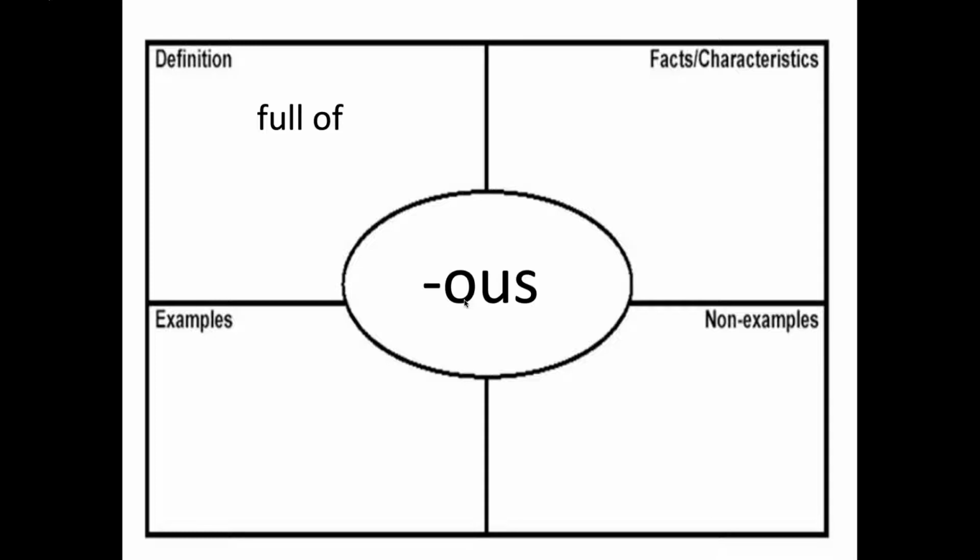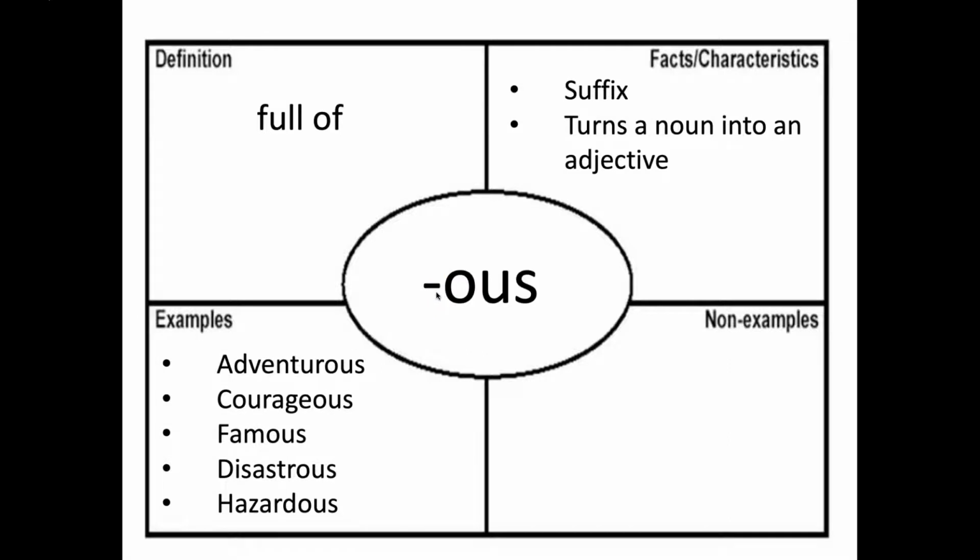So when you go into your OneNote binder, you will have your Frayer model for OUS. Go ahead and click on that, and you're going to copy this information down. What I would do is I'd probably wait until after I go through this, and then you can copy it so you're not bouncing back and forth between the different programs. So OUS means full of. It is a suffix. It turns a noun into an adjective.